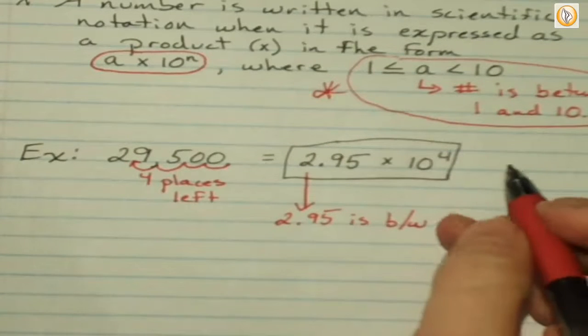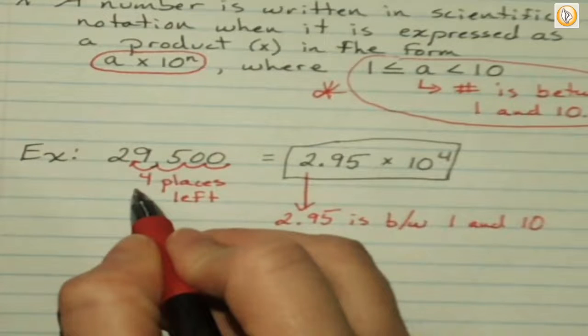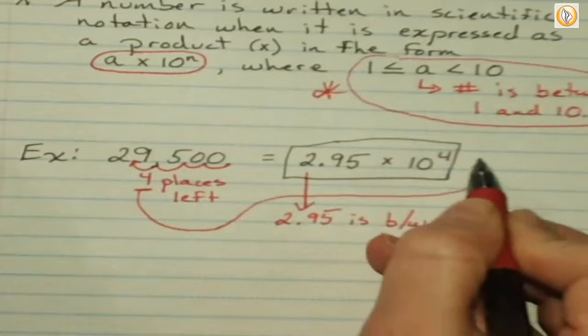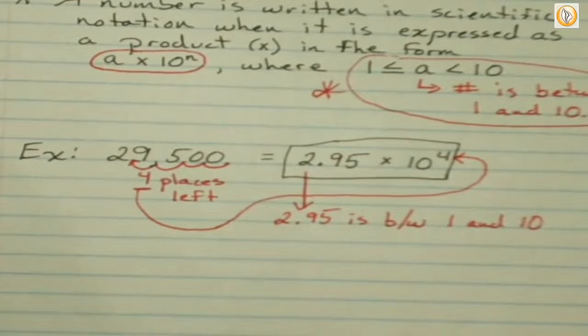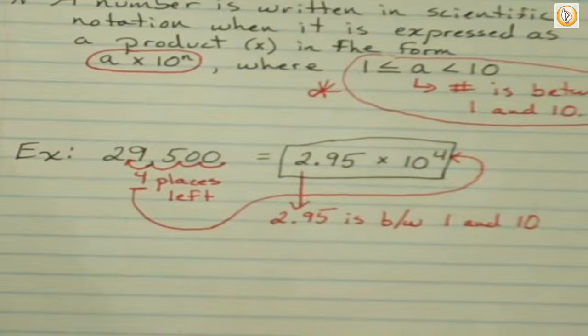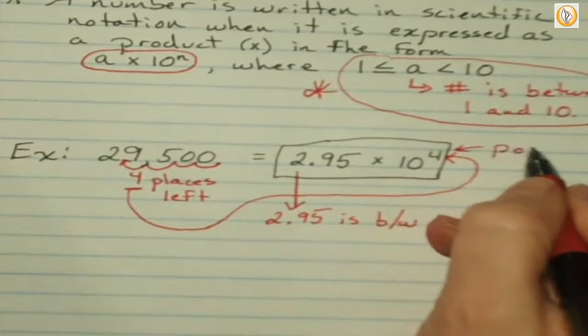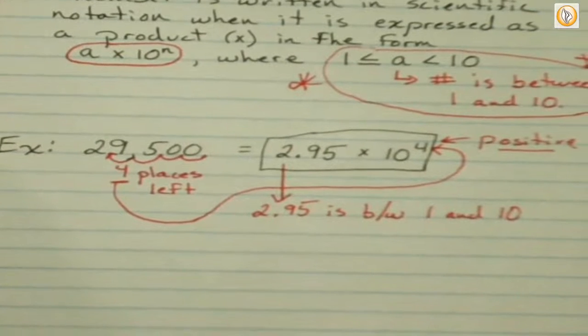Notice also, take note, that the 4 places here is what the exponent is. However many places is the exponent. Also take note, it's positive. You'll need to remember that later. Because yes, we will be dealing with negative exponents in scientific notation.